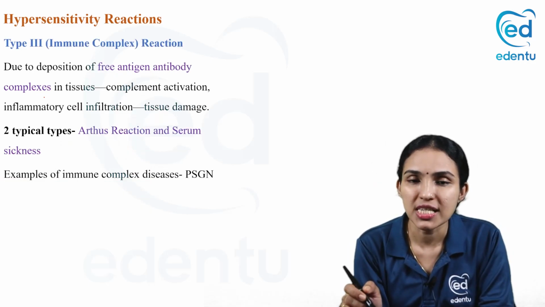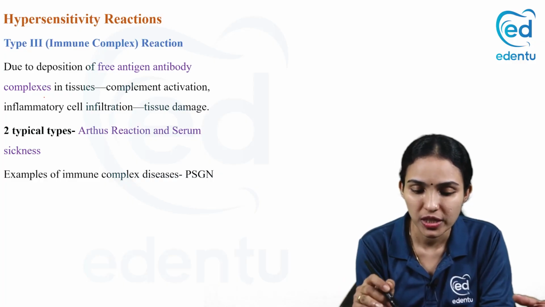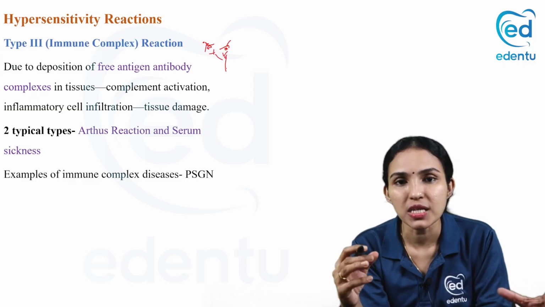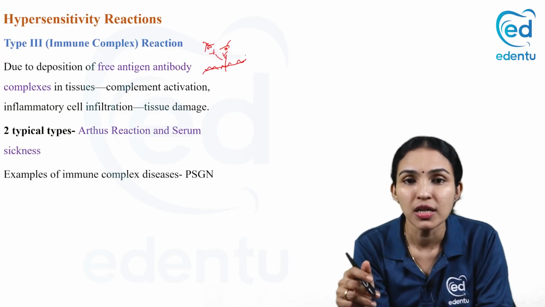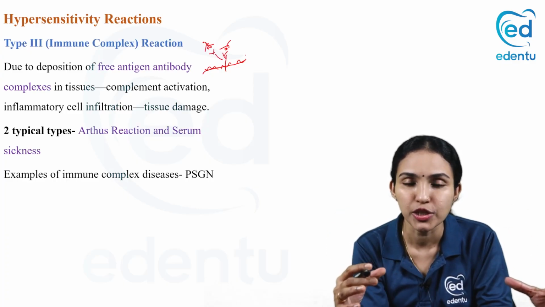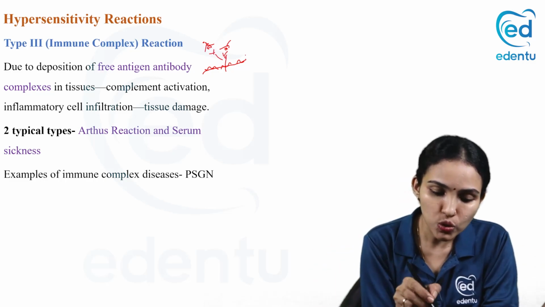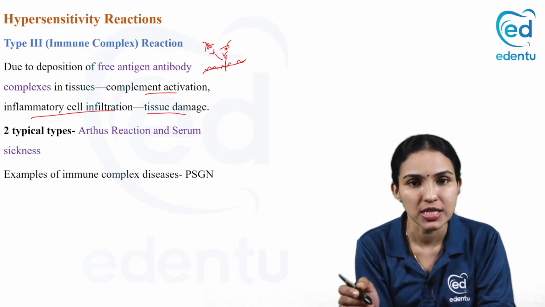Coming to type 3, which is called immune complex reaction, it is due to deposition of free antigen antibody complexes. So here it is not on the cell surface, but you have a free antigen to which antibody is produced, and these antigen antibody complexes are present in the blood. These complexes will get deposited in organs like the vascular endothelium and the glomerular membrane, and will elicit an inflammatory reaction. When there is immune complex deposition in the tissues, it will lead to complement activation and attraction of neutrophils, which will cause inflammation. So this also finally leads to tissue damage, because of the complement activation and inflammatory cell infiltration.